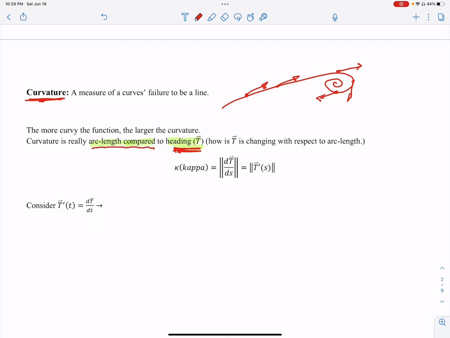So let's deal with kappa. That is our curvature. This is how fast the tangent is changing when compared to s, which is arc length. Or we could write it this way, T prime of s. Now we're going to work through this to get some other results here, because that formula is fine, but we'd have to find arc length every single time. So I'm going to rewrite this.